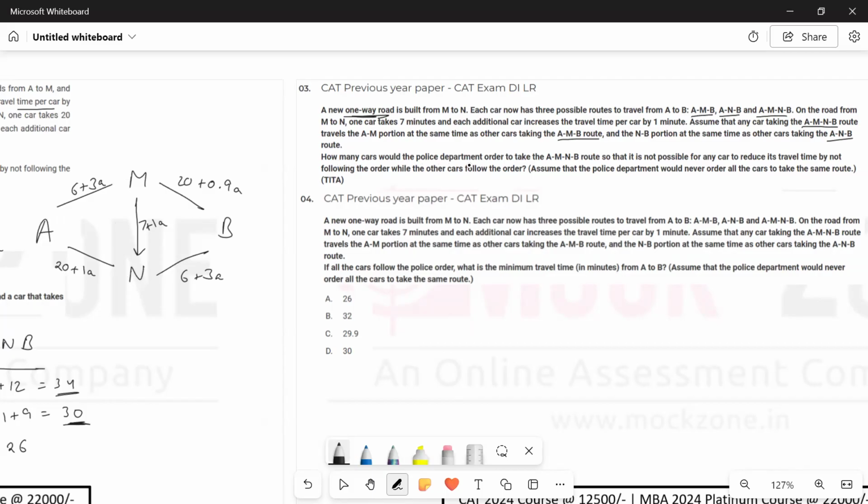How many cars would the police department order to take the AM and B route so that it is not possible for any car to reduce its travel time by not following the order while the other cars follow the order? Assume that the police department would never order all the cars to take the same route. Okay? Given that, instead of two routes, we now have three routes. The first is A, M, and B. The second one is A, N, and B. And the third one is A, M, N, and then B. These are the three routes. Okay?